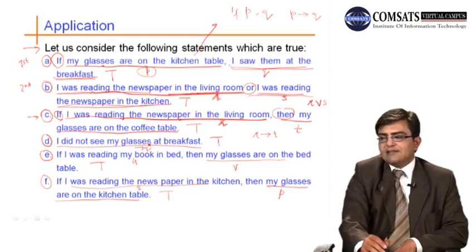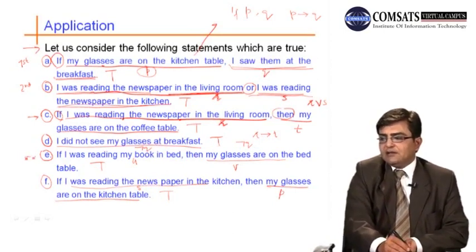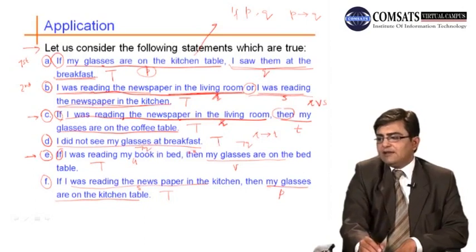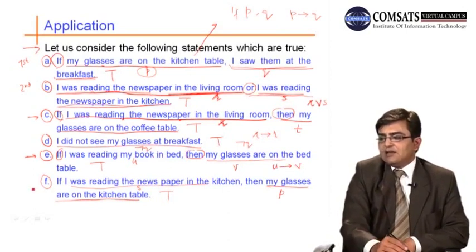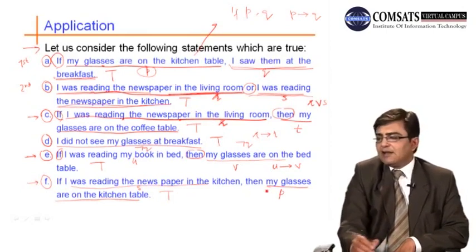So, I didn't see my glasses at breakfast. We have supposed it not Q, so this is basically not Q. The next premise or assumption is E. In this E we have if and then. So this is basically the conditional statement of U and V. We can write it as U implies V. The last premise is, if I was reading the newspaper in the kitchen, then my glasses are on the kitchen table. This is also a conditional statement of S and P, so we can write S implies P.